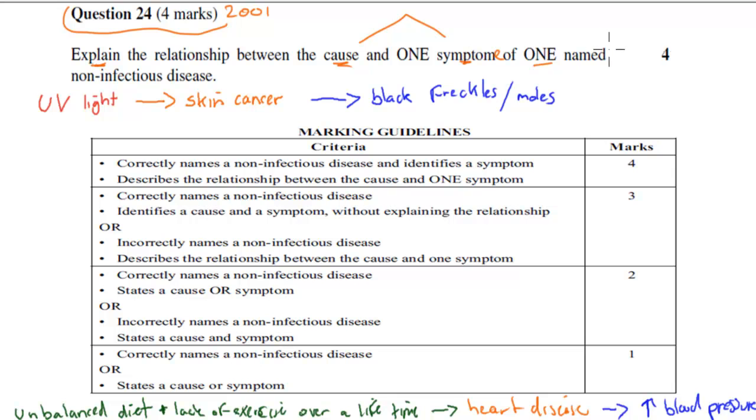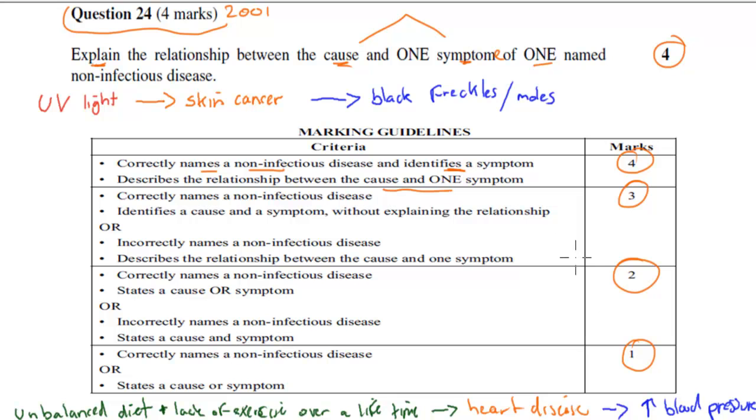The marking guidelines say that to get 4 marks out of 4, you have to correctly name a non-infectious disease. That will already get you a good amount of marks. And identify a symptom as well. So name a disease, name the cause of the disease, name a symptom, and also describe the relationship between the cause and symptom. If you've identified cause and symptom but you haven't linked them, you get 3 marks out of 4. If you only named the disease and say a cause or a symptom, that's 2 marks out of 4. And if you only say a symptom or a cause, or you've only named the disease itself, you get 1 mark out of 4.